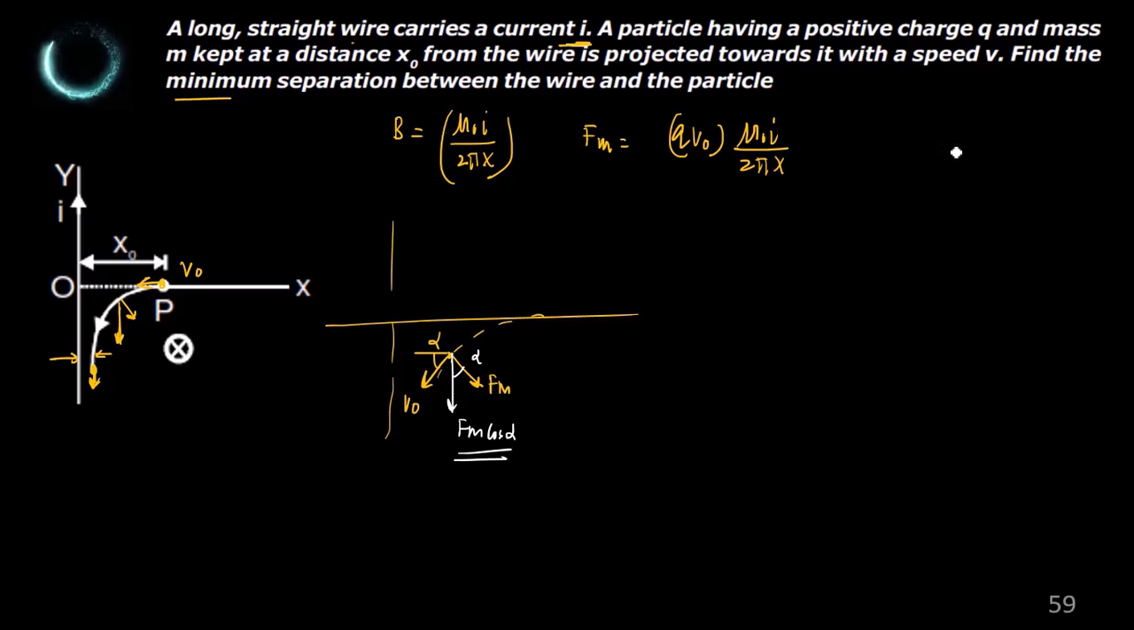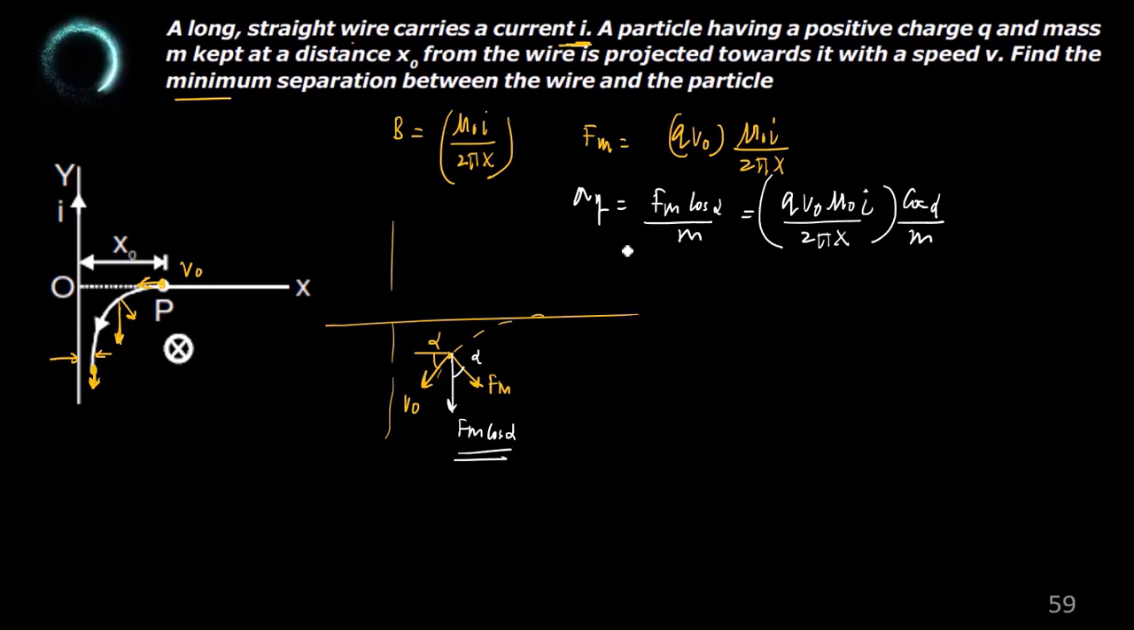So the acceleration along the y direction is equal to Fm cos alpha divided by m. Now what is that number? That is basically q into v naught into mu naught I by 2 pi x into cos alpha, divided by m. That is the acceleration of the particle along the y direction. That acceleration can also be written as dvy dt, the rate of change of velocity along the y direction.